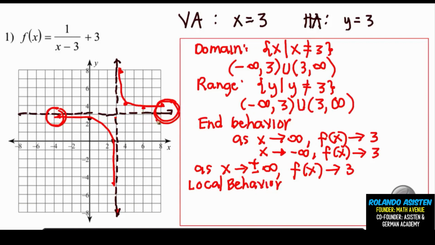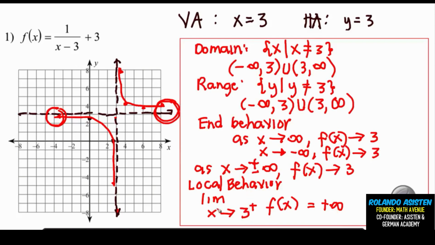Notice that as x approaches positive 3 from the right, we write that as x approaches positive 3 from the right. What happened? f of x approaches positive infinity. And the way to write that is, we say the limit of f of x as x approaches 3 from the right is positive infinity.